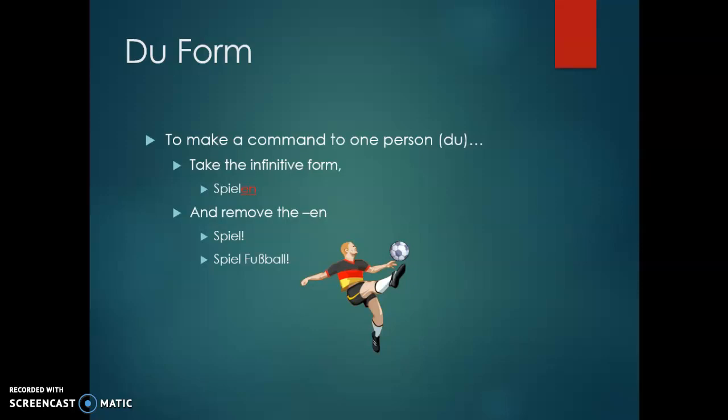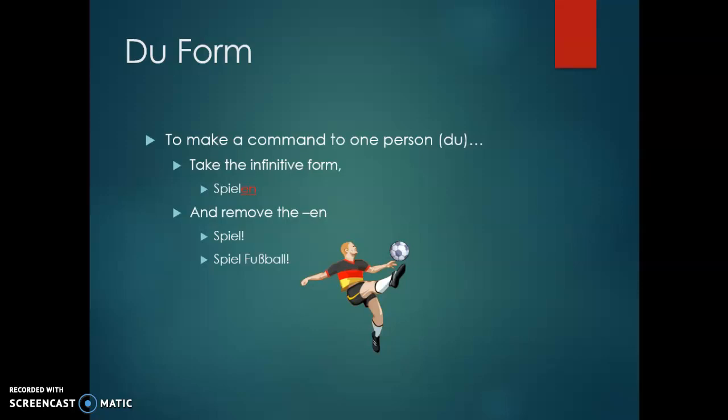So your verb, your action is going to go first in your command, just like it would in English. So in this case, we have spiel, play. And then the command underneath, spiel Fußball, is play soccer. So this is different than sentences that we've learned before where, if you said, du spielst Fußball, that's a declarative sentence. It's just saying, you are playing soccer. But in our command form, this is saying play soccer. You're telling somebody to do that.